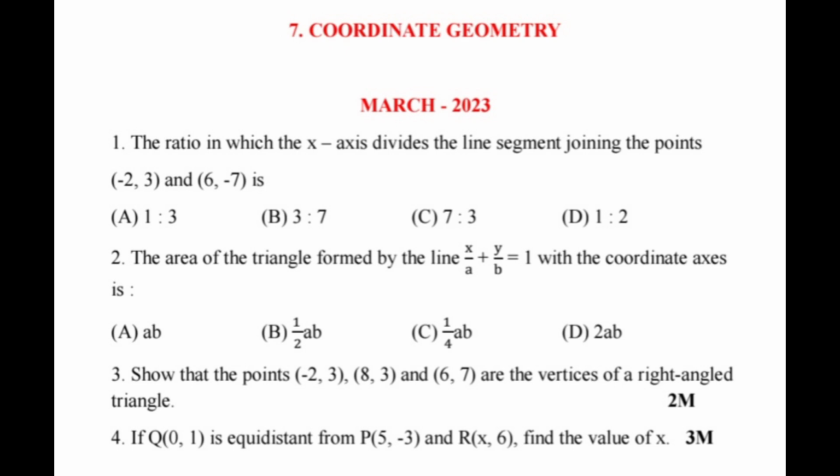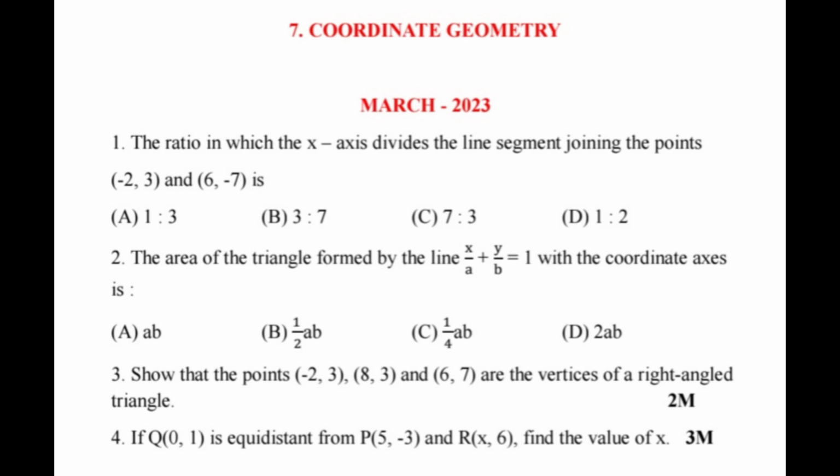Third one, show that the 3 given vertices form a right angle triangle. For this you can find all 3 sides, AB and the others. Side square plus side square is equal to the third side square. The sum of the squares of two sides is equal to the square of the third side. By using that formula you can prove it is a right angle triangle.